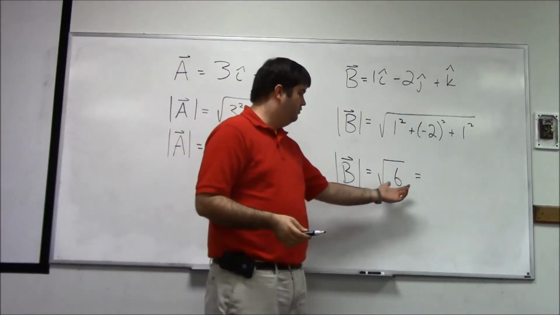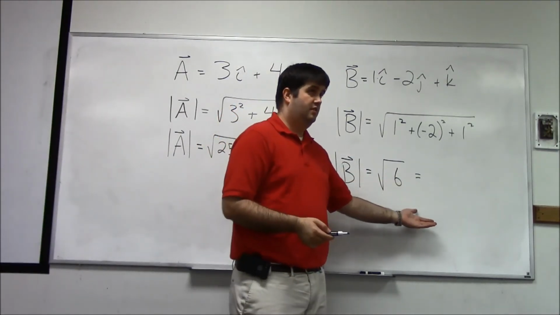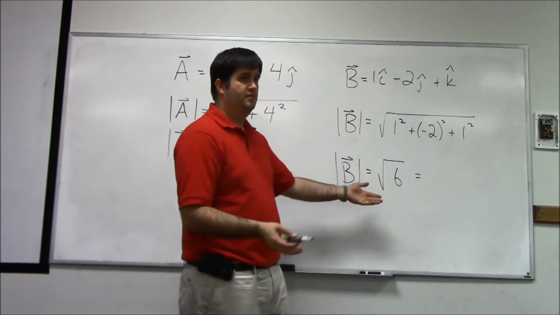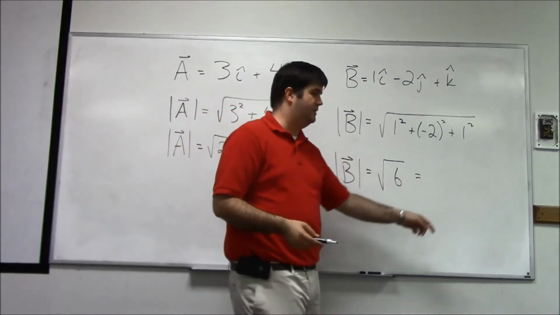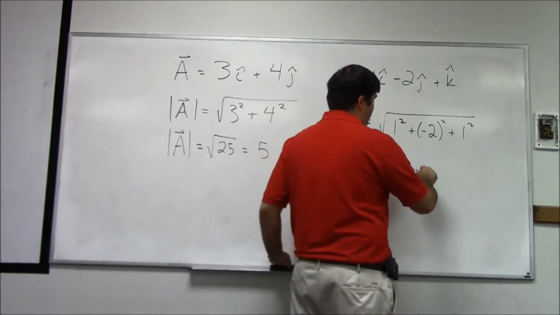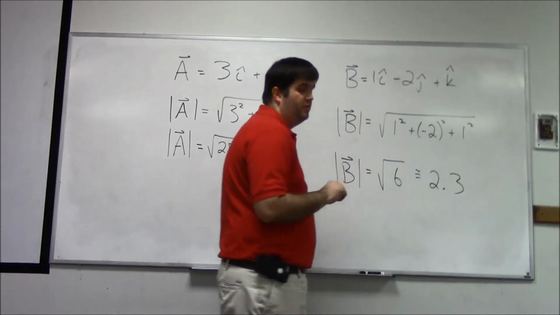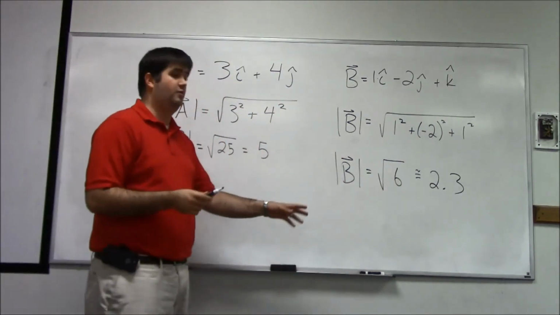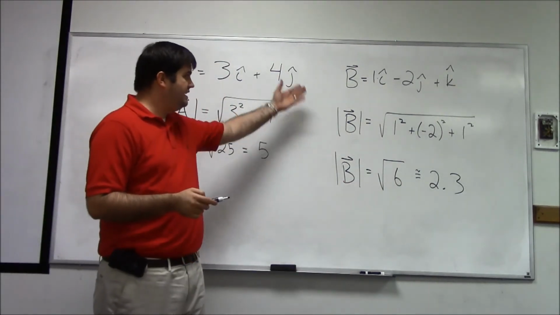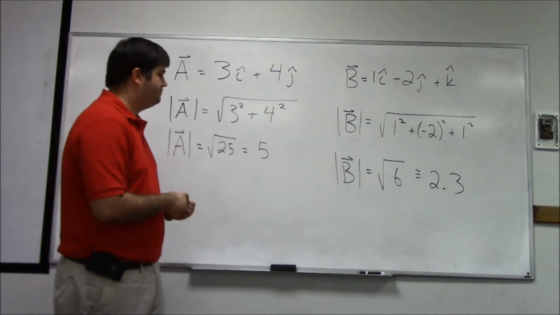Obviously, it's more than 2, because 6 is more than 4. And it's got to be less than 3, because 9 would be 3 squared. So somewhere between 2 and 3, probably closer to the 2 side than the 3 side. I'm going to just completely make something up and call it about 2.3, but that's very rough, so don't quote me on that. But that's how the process would be to come up with the magnitude of a vector.